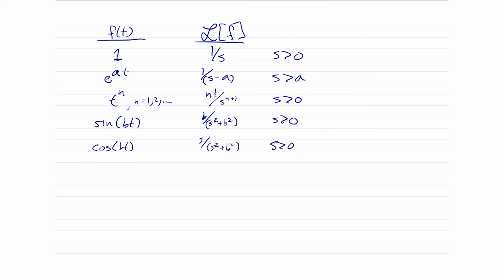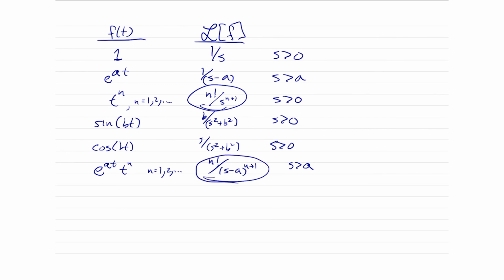All right, so now let's talk about some of these other ones. We have e to the at attached to t to the n, and this is for n equals 1, 2, etc. So this is going to be n factorial over s minus a to the n plus 1, and this works for s bigger than a. Now, what happens here? Take a look. We have t to the n, which was n factorial over s to the n plus 1. But this one we multiply by e to the at, and now we get n factorial over s minus a to the n plus 1.